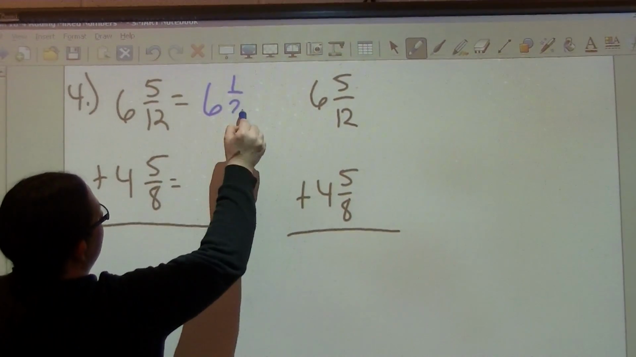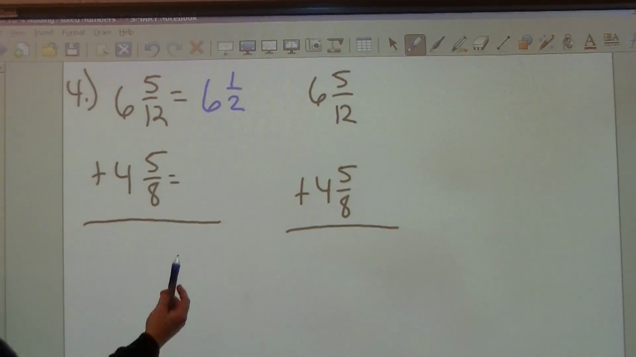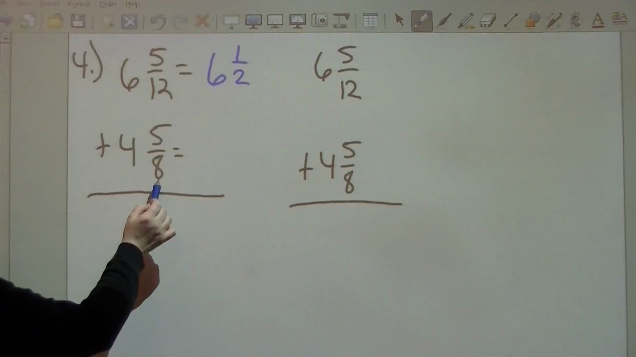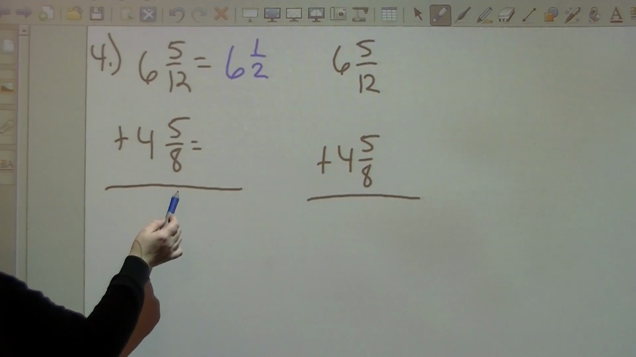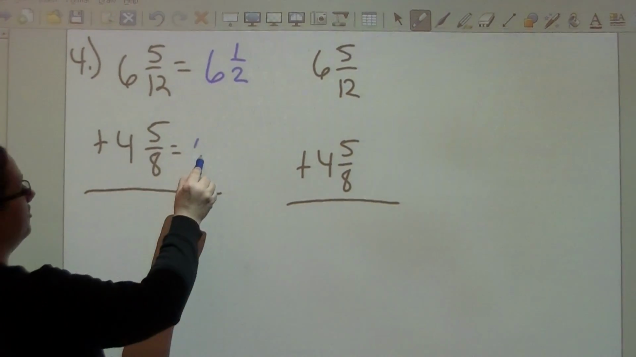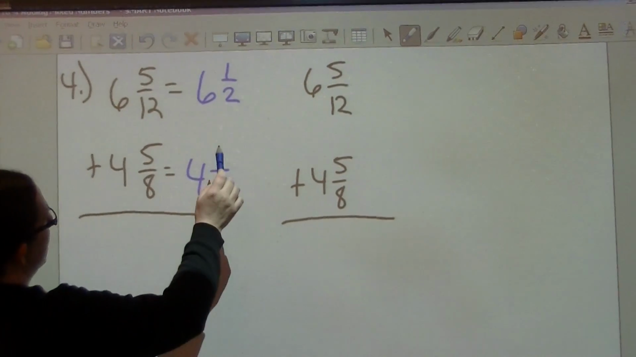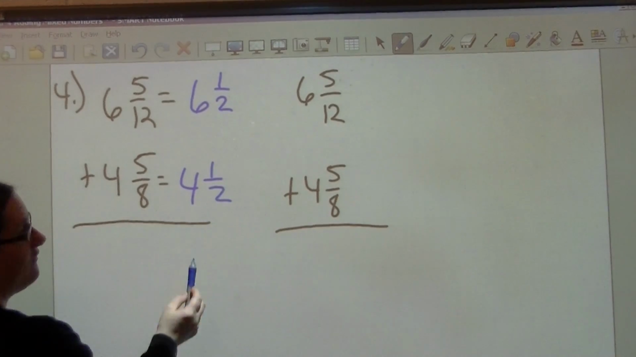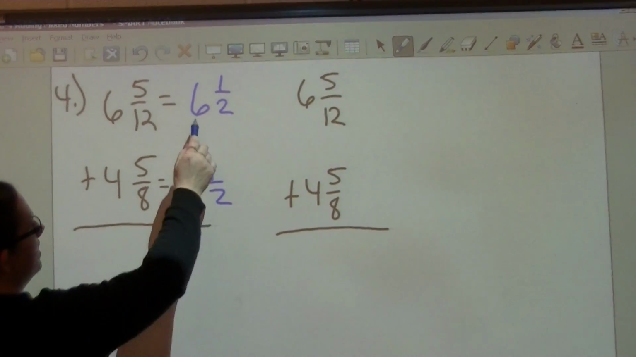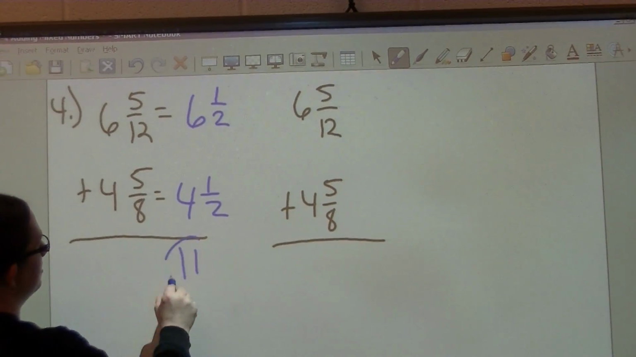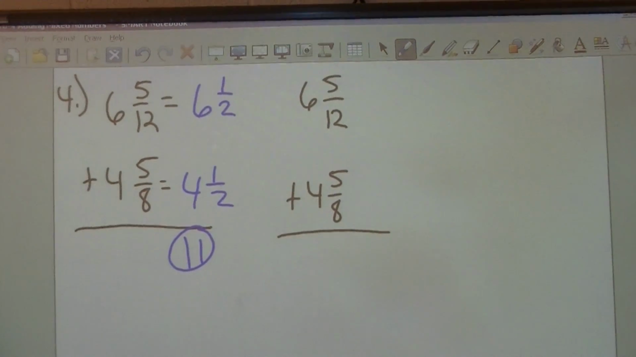6 1/2. Okay, and again, if you need to, draw a number line. 4 and 5/8, again, what's the middle number of 8? 4. 5 is close to 4, so again, this would be in the middle. So this would go to 4 1/2. And then we add. So we have here, half plus a half is going to give us a what? A whole, and 6 plus 4 gives us 10, plus 1, that's going to give us what? 11. So our estimate is about 11.